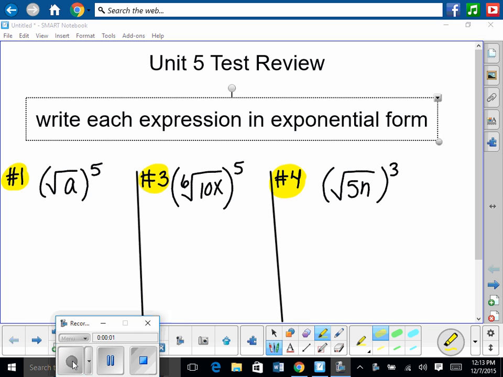Okay, this is the Unit 5 test review. I'm just going to go through a few problems off the review. So first, we're asked to write each expression in exponential form. Right now we have it in radical form. So you look at these radicals. They're in radical form, and we want to rewrite them as rational exponents, which means fractional exponents.